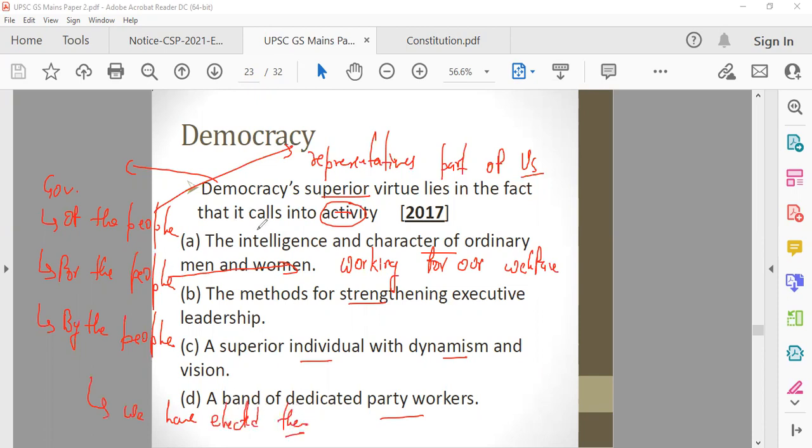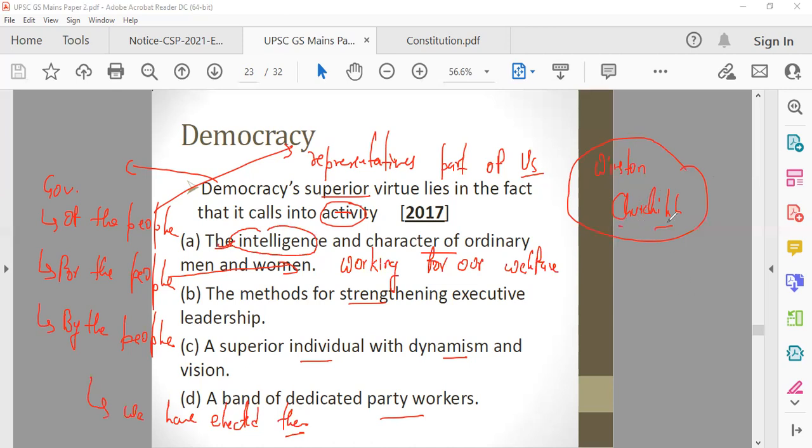So the answer here is, it talks about intelligence and character of ordinary men and women. Winston Churchill, when India was getting independence, and we granted adult franchise to everyone, irrespective of whether you're male, female, etc. He was saying, no man, in India you have so many illiterate people. This democracy will not survive, and you're giving voting rights to everyone. But we have survived. We have flourished, in fact. So boo-hoo, Winston Churchill.